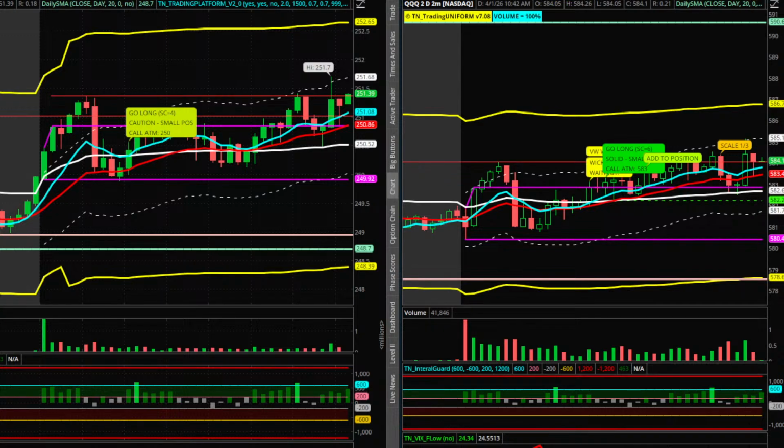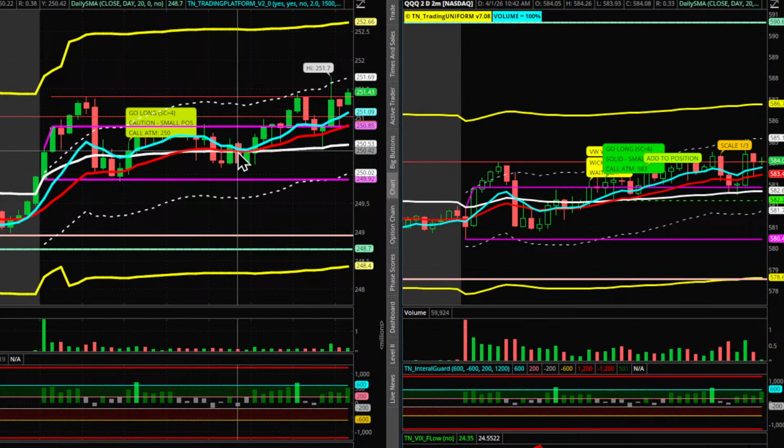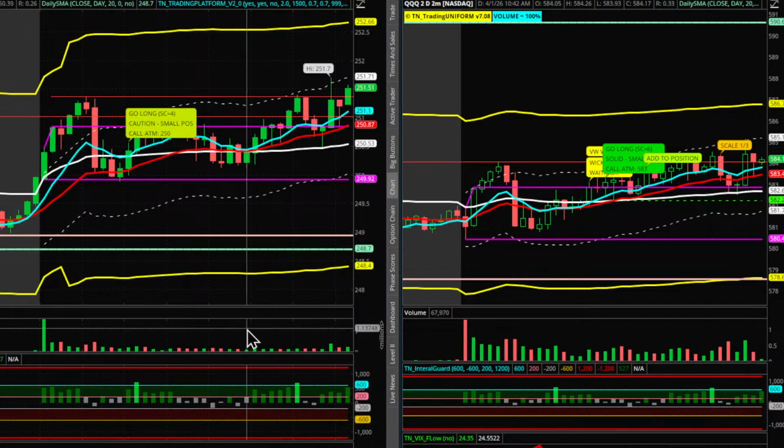IWM looks good, guys. IWM looks good. Man, up on a small position here. Add more when it bounces off VWAP. Man, you already probably doubled.